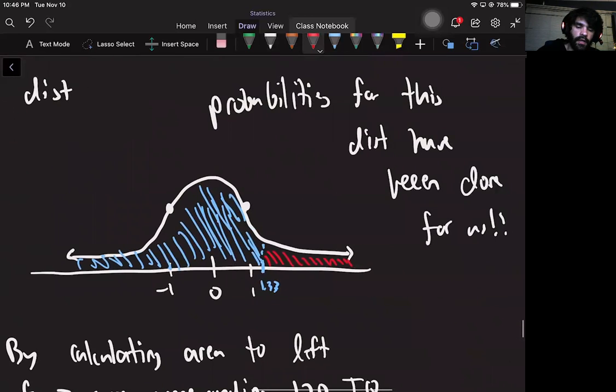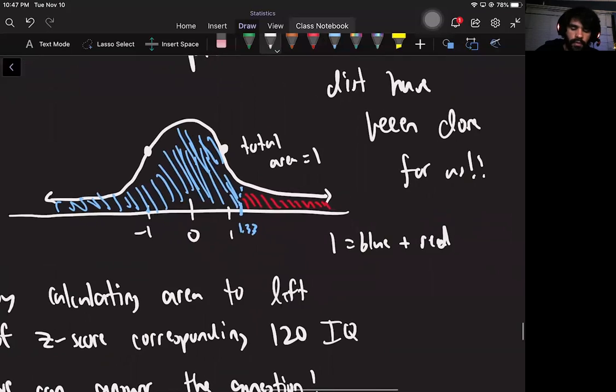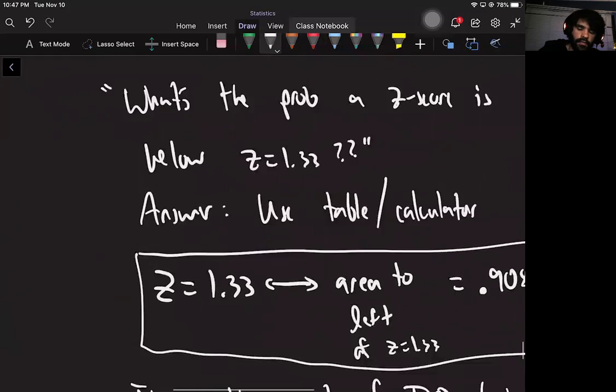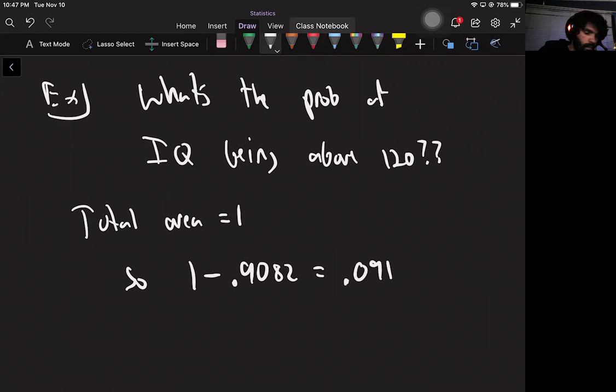But the total area is 1 underneath a graph, like a PDF like this, normal distribution. So the total area has to be the blue area plus the red area, has to add up to 1. And that's going to tell us how to find the answer. It's just 1 minus the rest, which I guess I could do not in my head. I'll look it up. It's this.